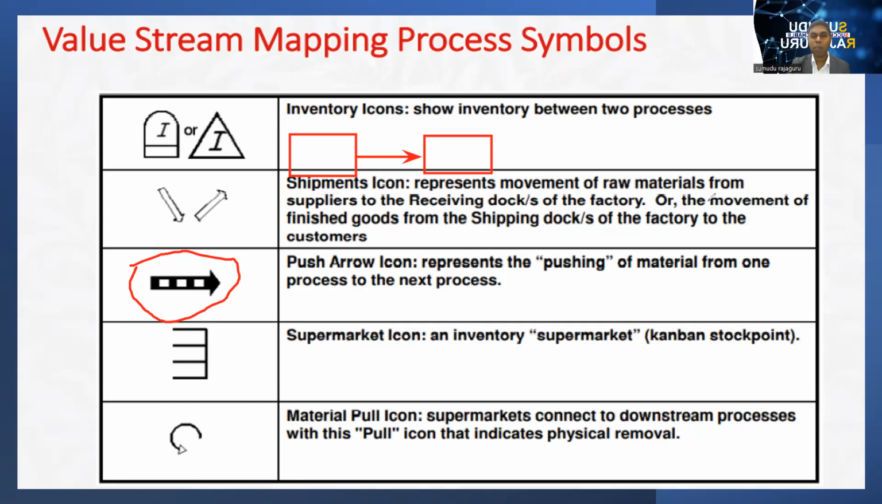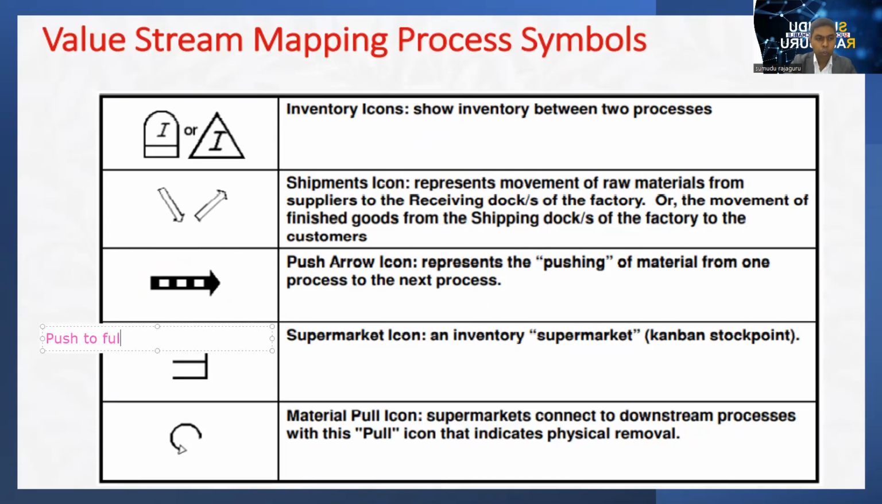So inventories or WIPs in front of the process mean there is a push happening from the previous process. That's also something we have to keep in mind. Then this is called the supermarket icon. So when we draw the future value stream map, if there is a push arrow, we have to convert that push into a pull system. So we have to convert push to pull. When we convert push to pull, definitely we have to use the supermarket icon.